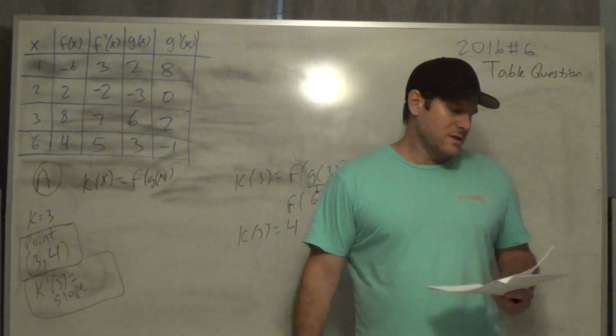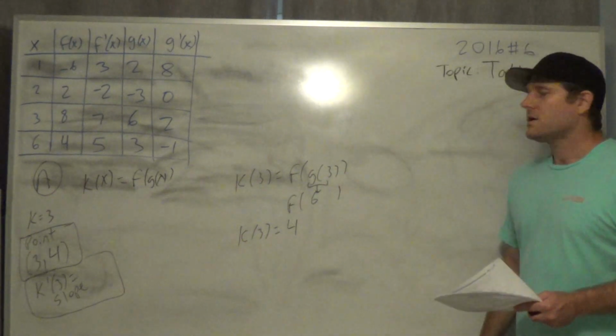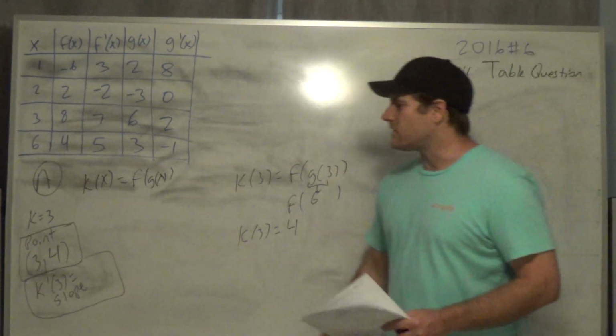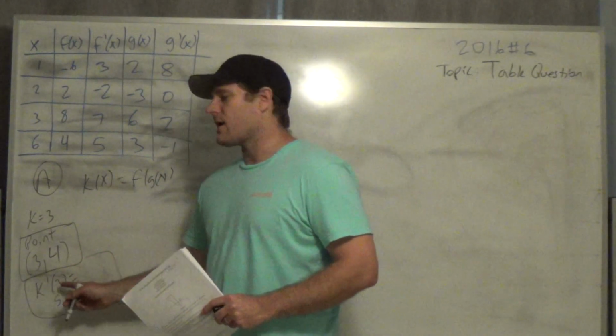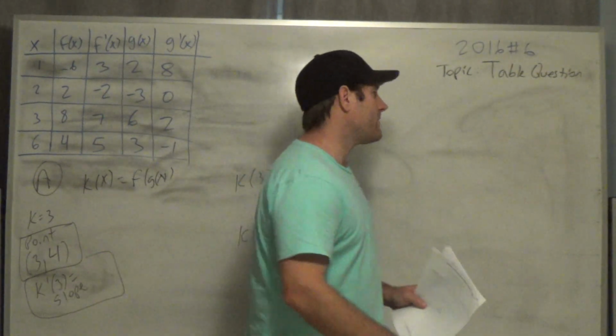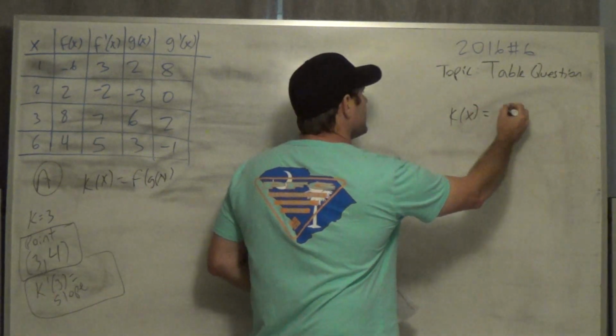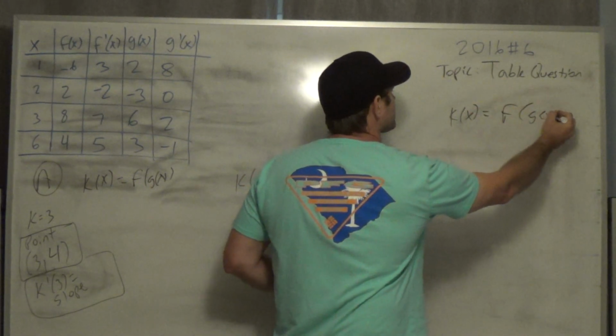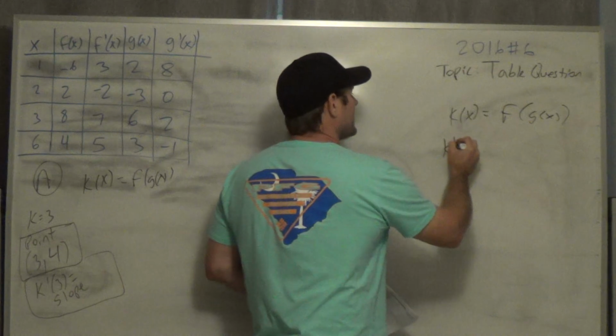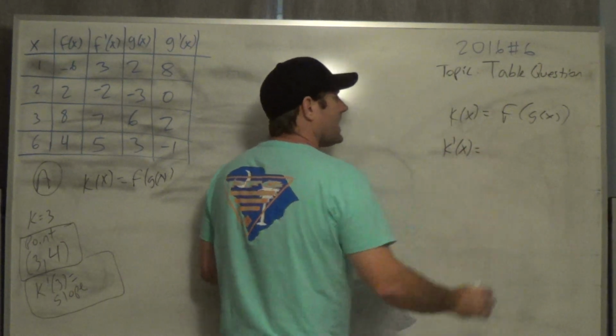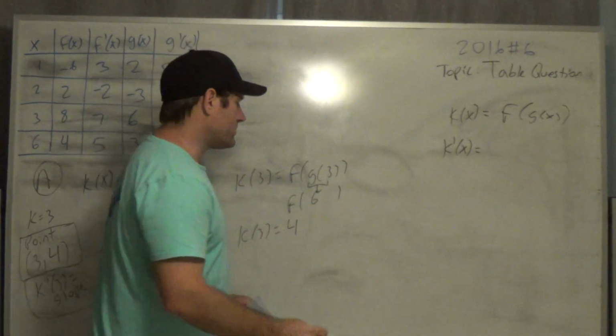The second thing we need is a slope. Well, the slope comes from the derivative. But before we can find k prime 3, we have to find k prime x. So let's go ahead and look at what we have. We have k of x is f of g of x, and we need k prime x. And this is the big old f of u derivative.